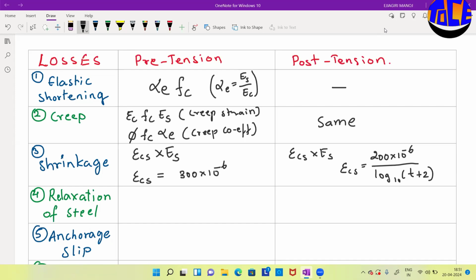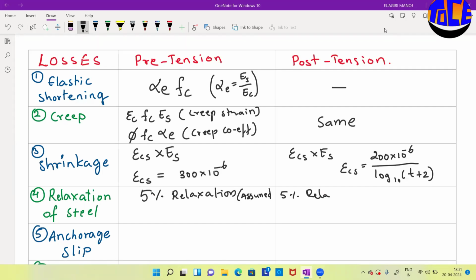Now coming to loss due to relaxation, this loss will be a certain percentage of the initial stress. Okay. Basically the relaxation percentage will usually be mentioned in the question itself. In case it has not been mentioned, then we are going to assume 5% relaxation.